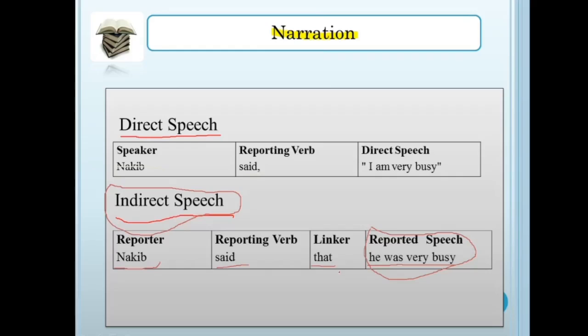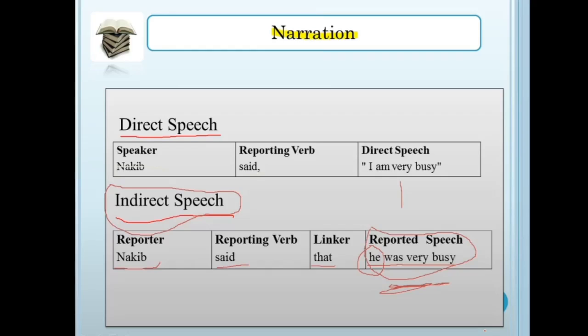Here the subject is changed, I changed into he, then tense is also changed. So that is why we are observing that reported speech is something different. In our first table, we have to understand the different parts of a speech. Okay, for a better understanding, we can again discuss direct speech.